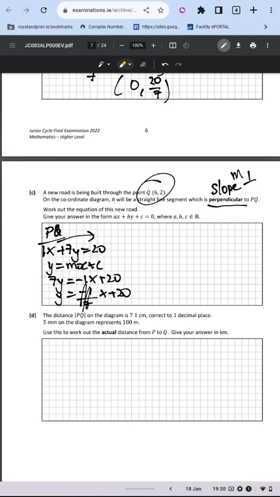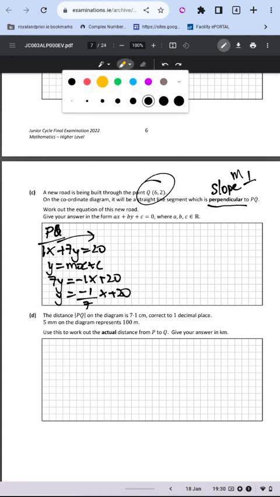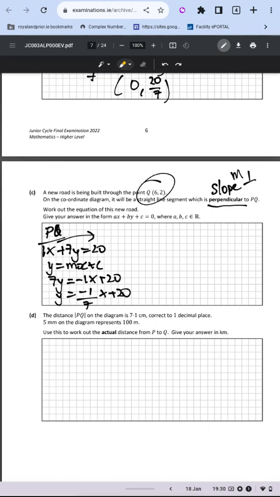So my slope, minus 1 over 7. Now to get the perpendicular to that, turn it upside down, change the sign. So it becomes 7 over 1, which is the same as 7. So there's my point, 6, 2. And my slope is 7. Label it x1, y1 and m. And fill it into y minus y1 equals m times x minus x1.